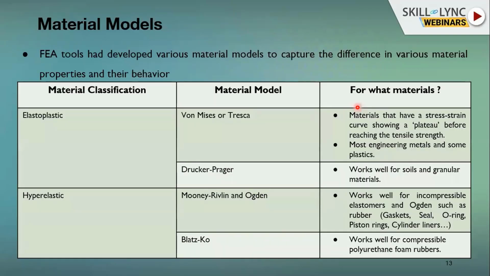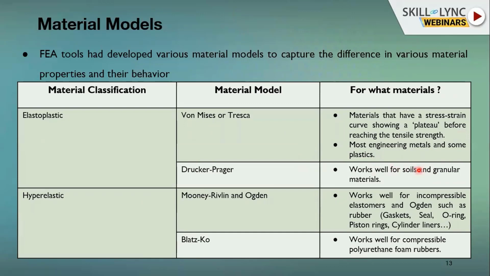So here's a quick summary of various material models. You don't have to worry about the terminologies over here. You will definitely come across them when you start characterizing your material. When you're dealing with elastoplastic, the material model that you need to choose is von Mises or Drucker-Prager. For what materials does this work well? Definitely any plastic plateau shown before reaching the tensile strength. Most engineering metals and some plastics you model using elastoplastic.